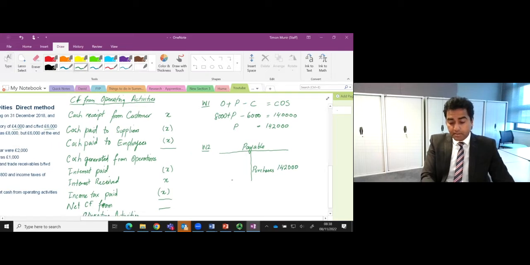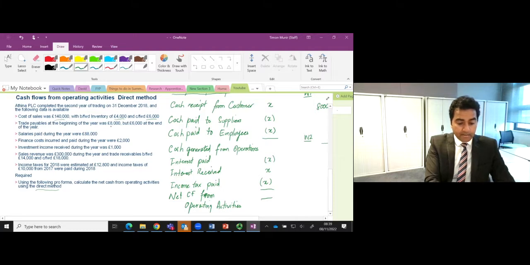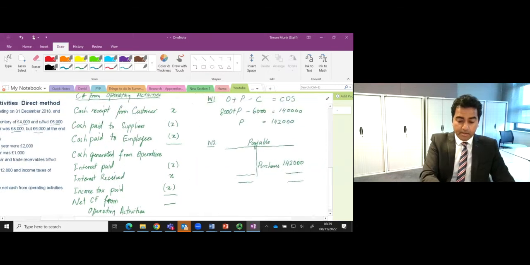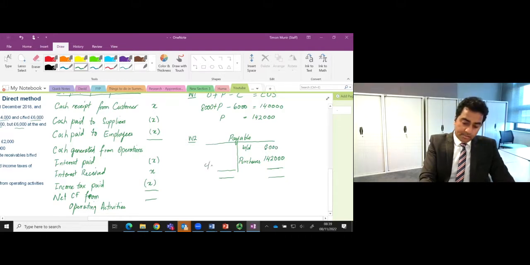Now I need to find the opening balance of the payables account and the closing balance of the payables account. So let's read the information again. It tells me that trade payables at the beginning was 8,000 and 6,000 at the end. So payables, as you know, is a liability account. So the opening balance will always appear on the credit side. And the closing balance will appear on the debit side, which will become the opening balance for the next period on the credit side.